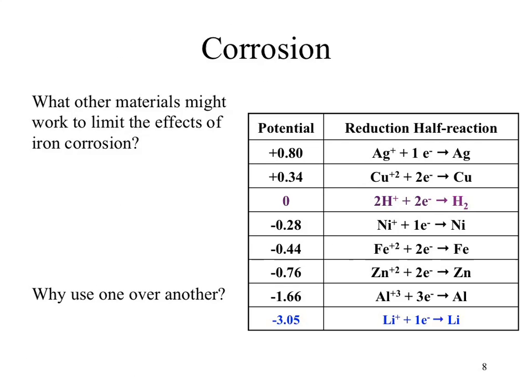Let's see, did I move on? Yeah, let's go ahead and look at this. So what other materials might work to limit the effects of iron corrosion? We already said zinc was a good one, so we can go ahead and star that. What else would work? Aluminum? Anything else on that list? Lithium. How did we do that? We just said the ones that have more negative reduction potentials should protect it better.